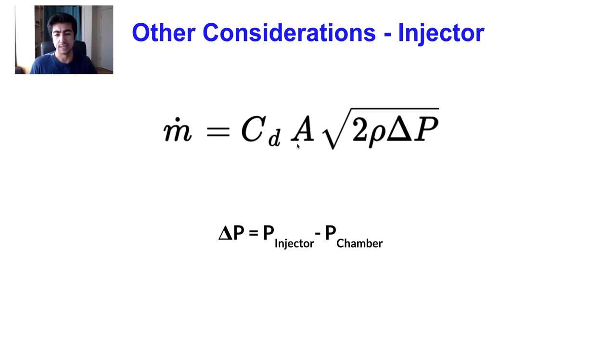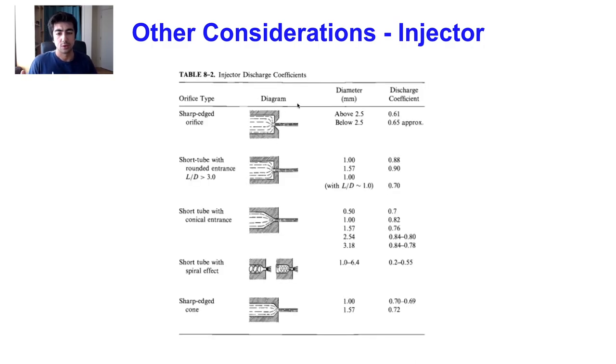This last number here, CD, is the discharge coefficient. This is just a ratio of the actual mass flow rate to the ideal mass flow rate through this area. So if your injector was perfect and you got the full mass flow rate possible, given the area, pressure, and density, then the CD would be 1. This is a property of the geometry of that injector element, of these orifice areas.